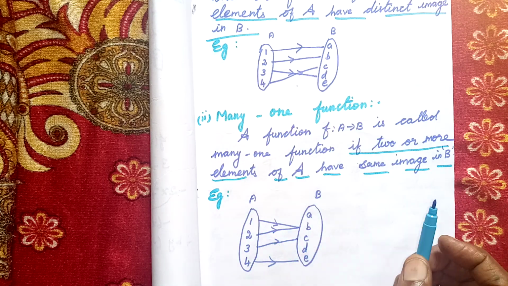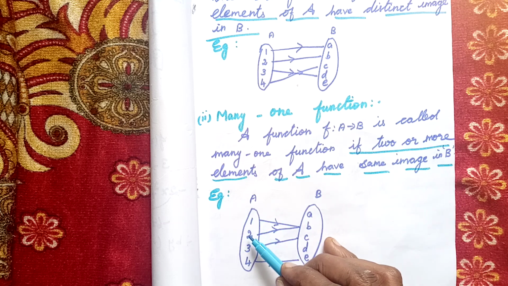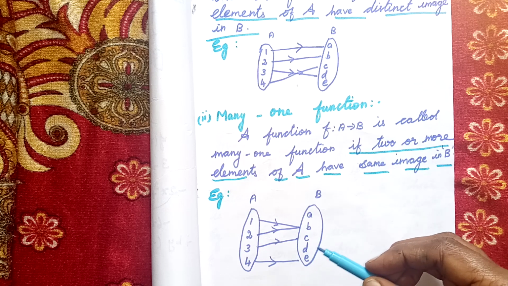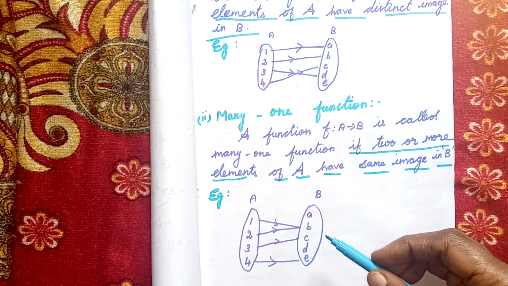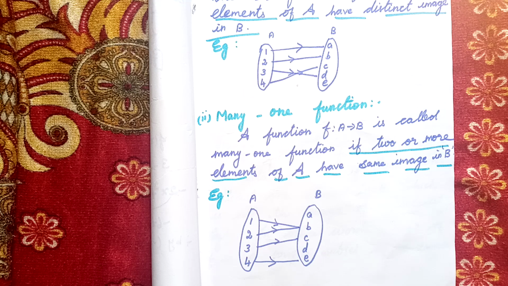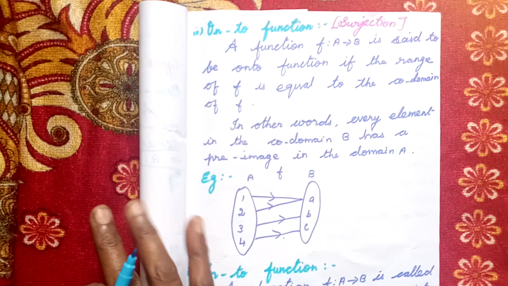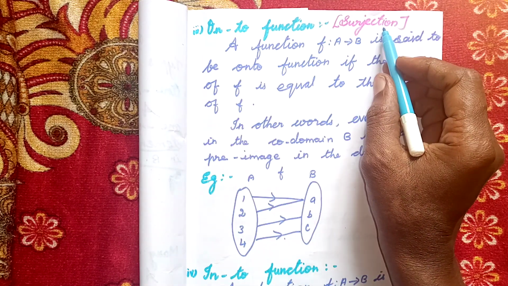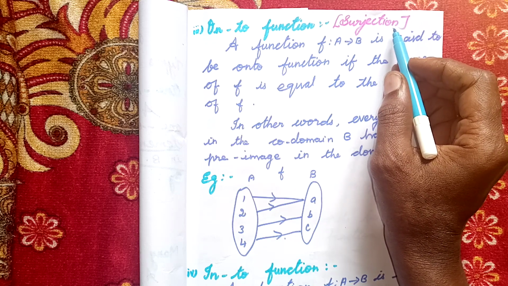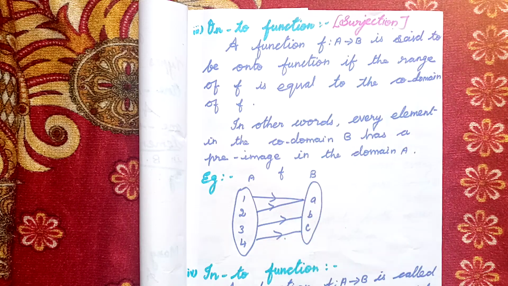Here, if 2 or more elements of A have the same image in B, that is a many-one function. Have you all understood about 1-1 function and many-one function? Now I am going to explain about onto function. Onto function, another name is surjection. 1-1 function, another name? Injection. Onto function, another name is surjection.